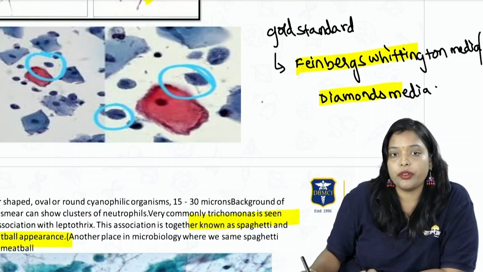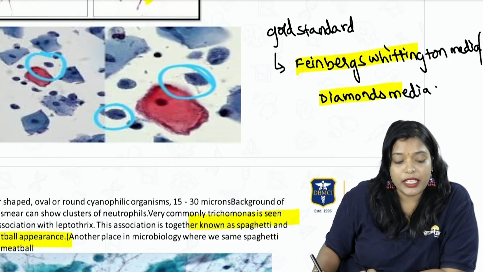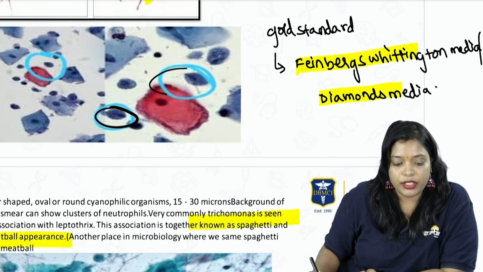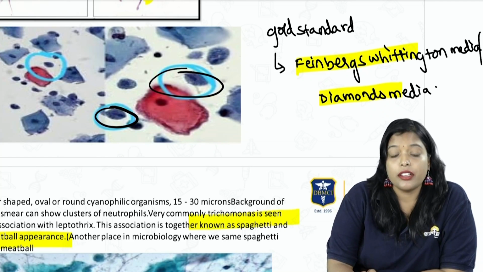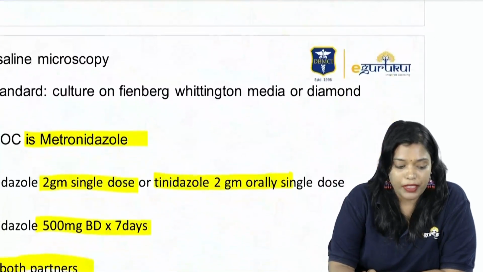Culture can be done in Feinberg-Whittington media or Diamond media. These are the pear shaped, flagellated Trichomonas which you are seeing here. Now coming to the management.